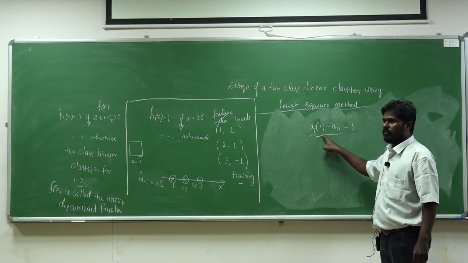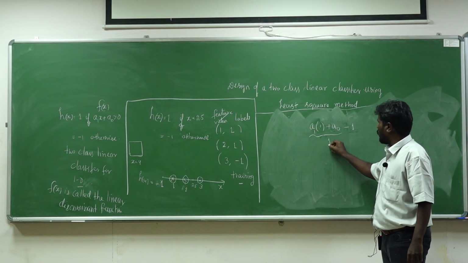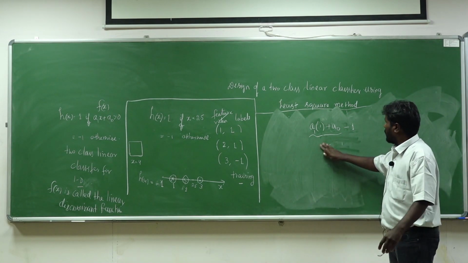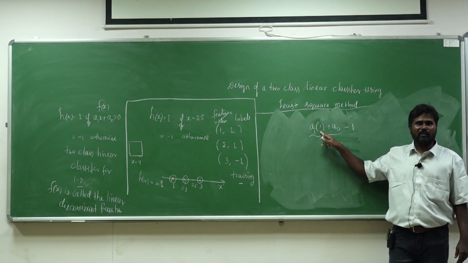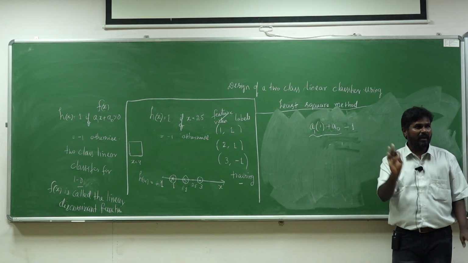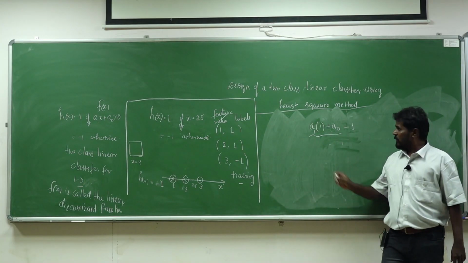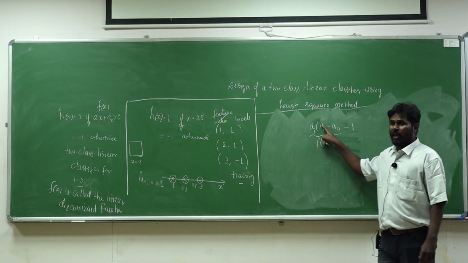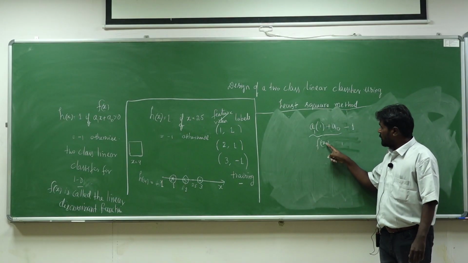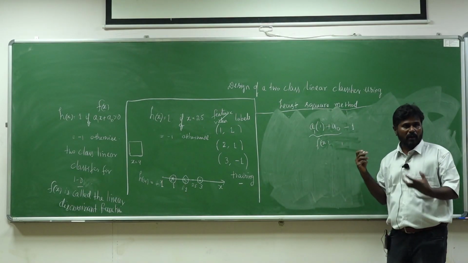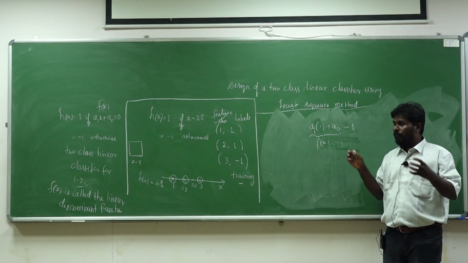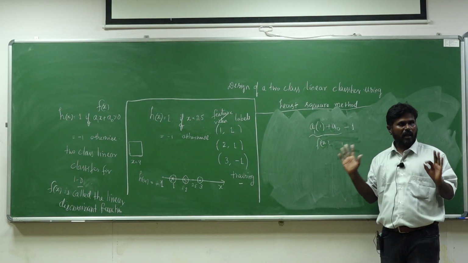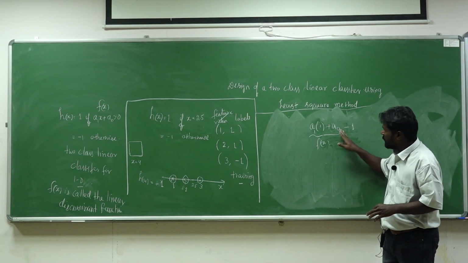If it is 1, then 1 minus 1 is 0, there is no error. But we don't know that this would give you the value 1. This is my function, I substitute a value, and there is no guarantee it would give you 1 here. If it doesn't give 1, then there will be an error, right? So the error is this.